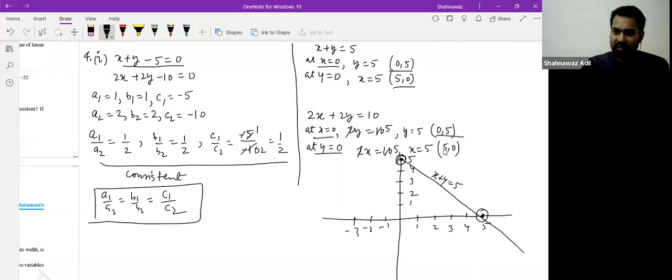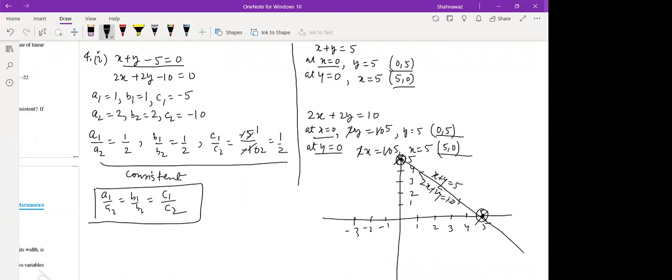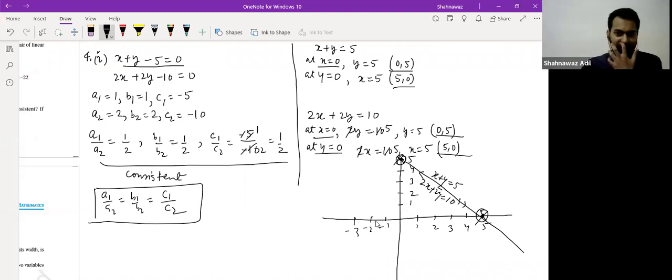Again, the same points. So again, let's write this way and this way. So again, this is what? 2x plus 2y is 10. Right. Yes. So this is the graphical solution.